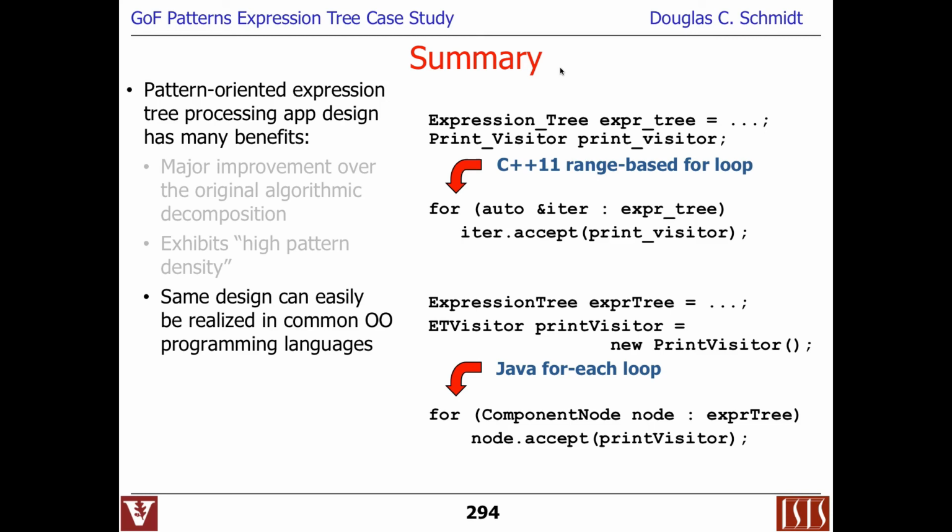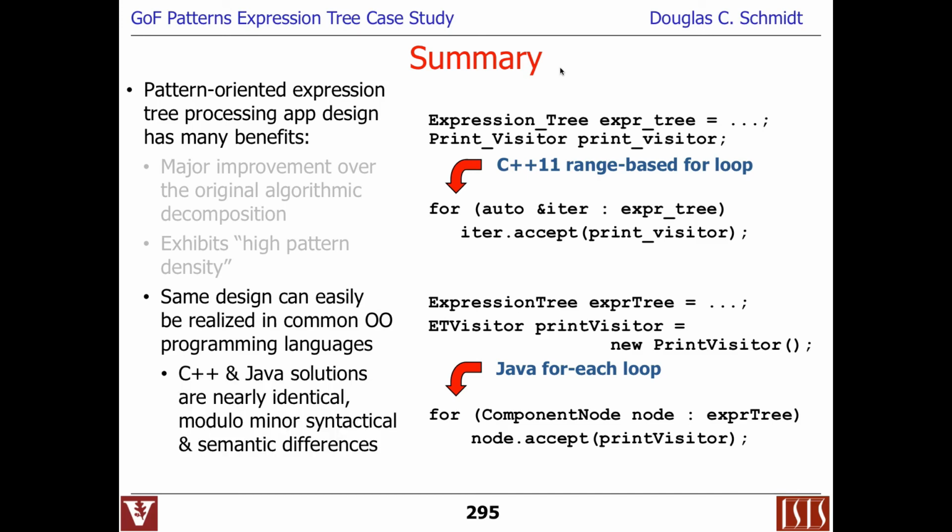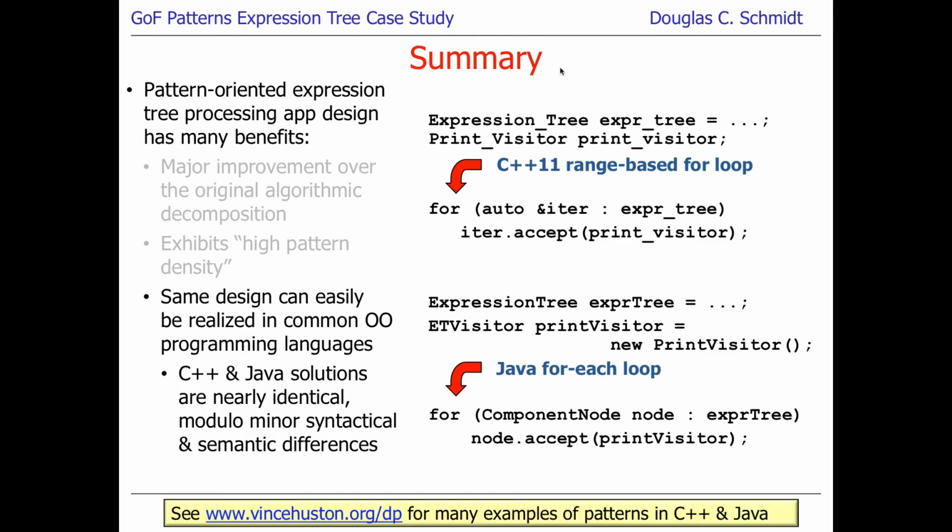We can realize these patterns in languages and bake them into the code: range-based for loops in C++, for-each loops in Java. They're very similar. In fact, if you were to look at the Java version of the expression tree program, it's pattern compatible pretty much 100% with the C++ version. The implementation, of course, is slightly different, but the design is almost identical, which is pretty cool. There are also lots of other good examples of patterns in C++ and Java at this website. If you're really curious about seeing more Gang of Four patterns, take a look there.